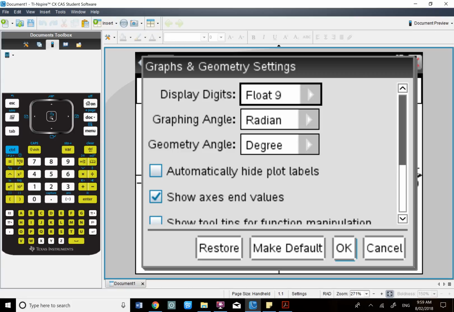And radian mode as well. Geometry angle, don't need to worry about that. We don't really use that. But graphing angle must be radian. Give a higher float, like 10 or 12. Not too many, because if you put too many, it can slow the calculator down, as the calculator is trying to give you a more accurate value. So 9 will be good, but it depends on the question. If the question says 2 decimals, 9 is quite enough. Press OK here. So 2 things: the float and the radian for the graphing angle.